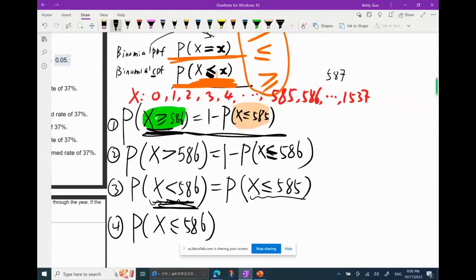Okay. So the important thing is, if we need to use a complement, you want to make sure this green and this orange cover the whole thing. Cover the 0, 1, 2, 3 all the way to 1537. Every single whole number. Nobody is left out. That's the key.